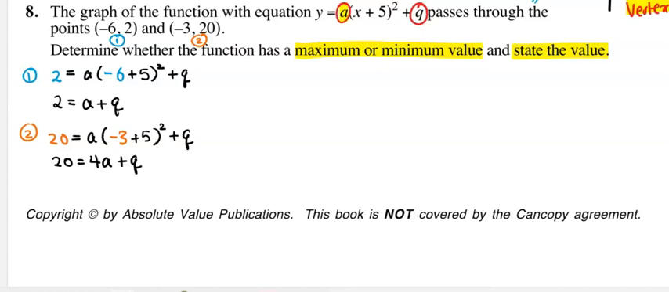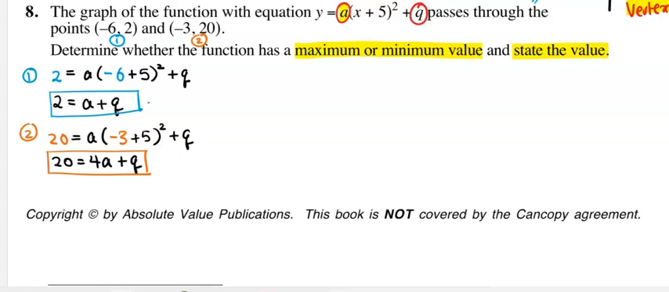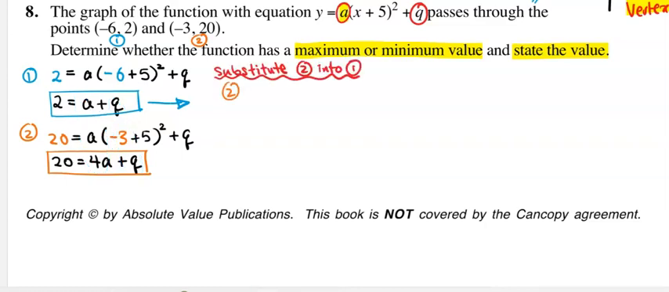So now you have two simple equations to work off of, and you can decide for this one if you would like to use elimination or substitution. I'm going to go ahead and use substitution again because that's the one I'm more comfortable with. But you can see this equation is actually really good for the elimination method as well. I'm going to substitute equation 2 into equation 1. And to do that, I'm going to isolate q.